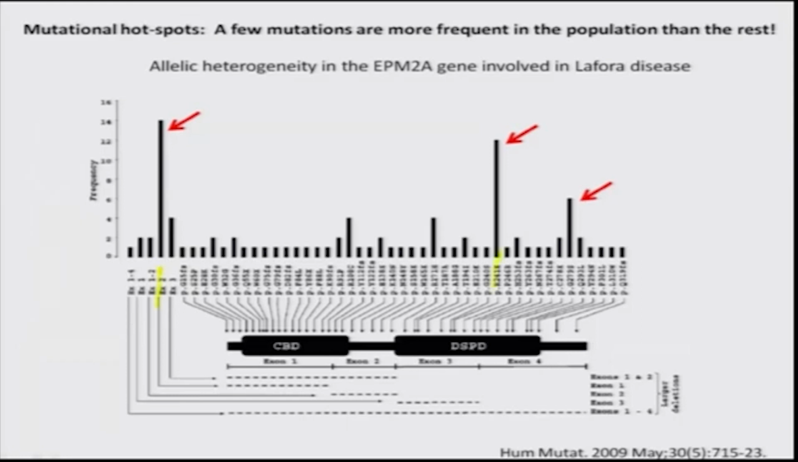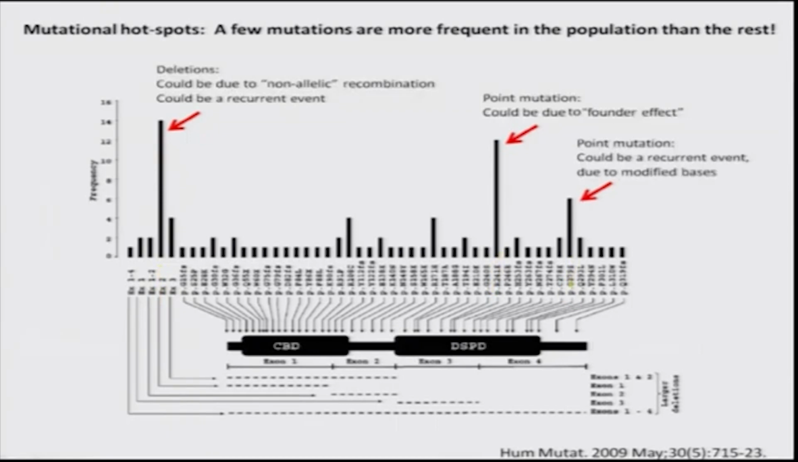The one here, somewhere in the phosphatase domain, is a nonsense mutation, and you have another which is a missense mutation. So, what could be the reason why these alleles are more common than the others? I am giving some examples.